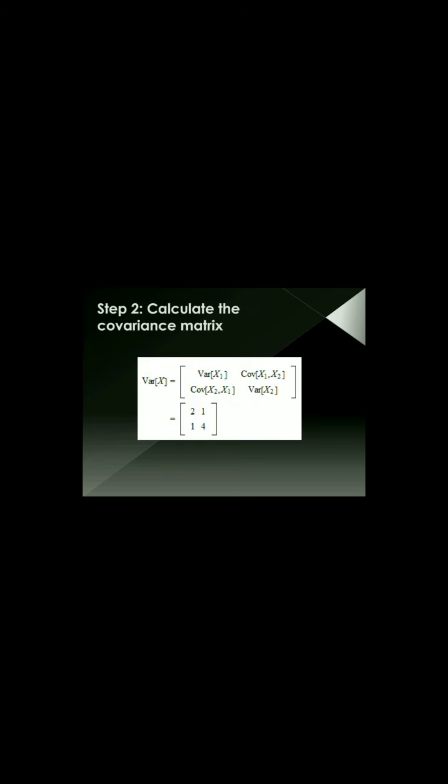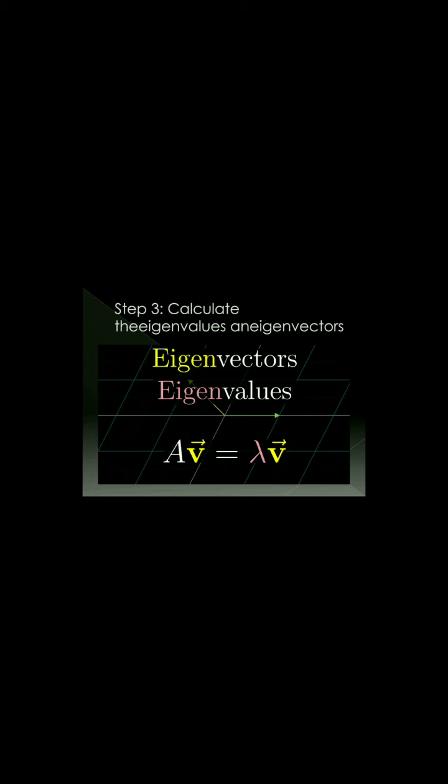PCA explained step by step. Step 1: normalize the data, X = (x - mean) / standard deviation. Step 2: calculate the covariance matrix. Step 3: calculate the eigenvalues and eigenvectors.